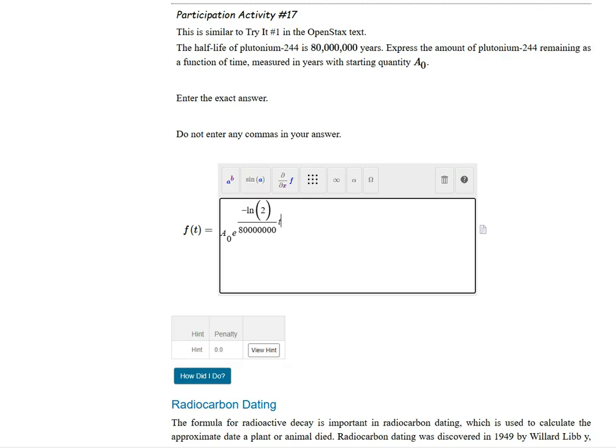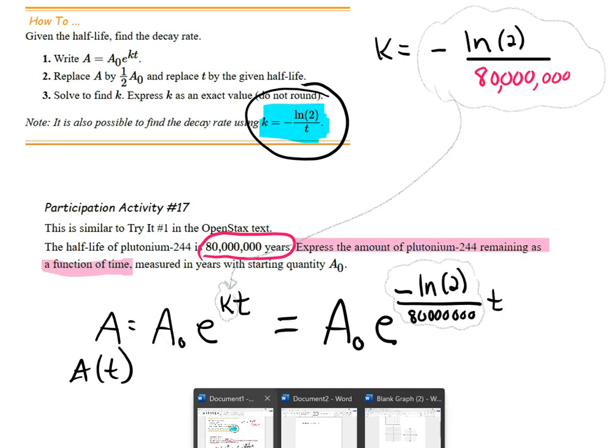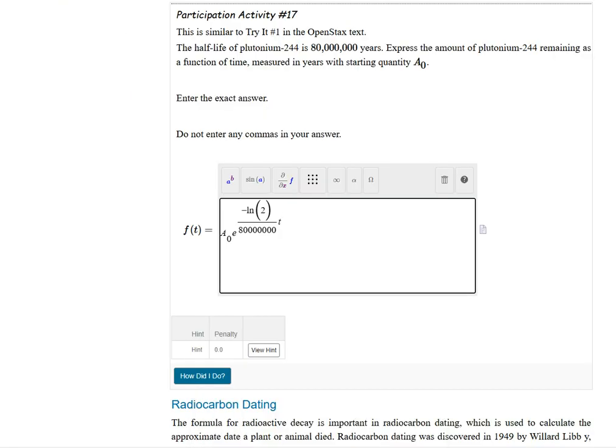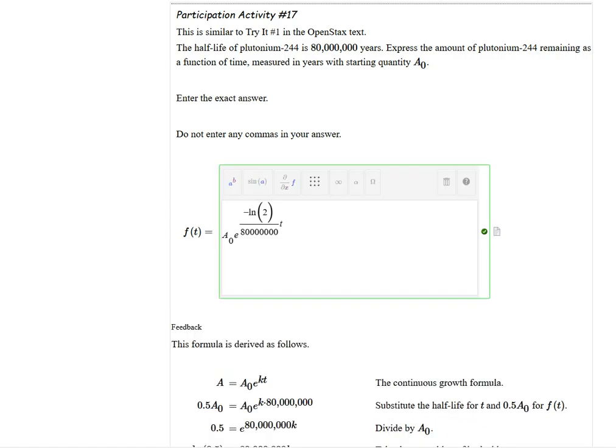Okay, does that look right? A sub 0, E raised to the negative 2. Looks right to me. Oh, how do I do? Yay! Thank God. It's ugly, but that's the answer.